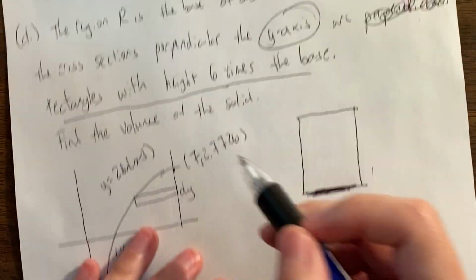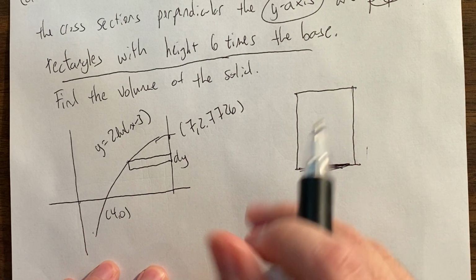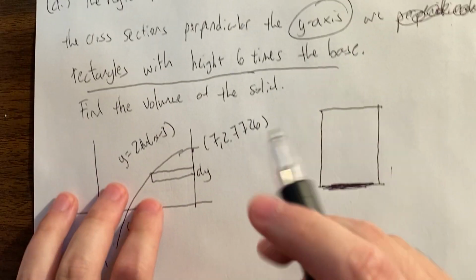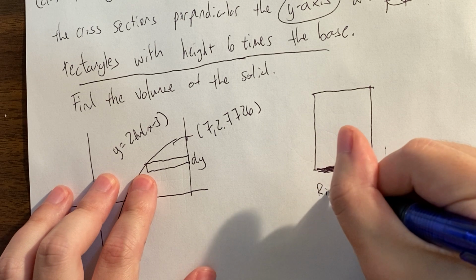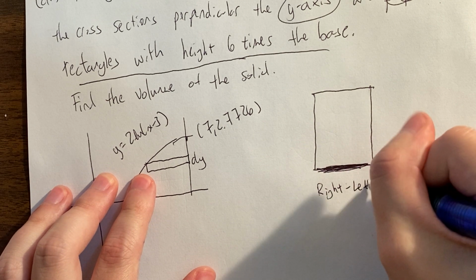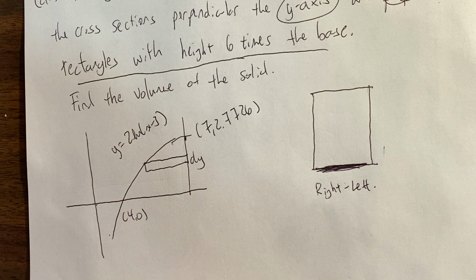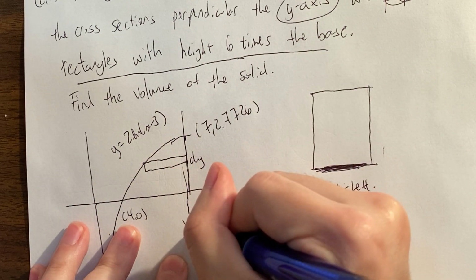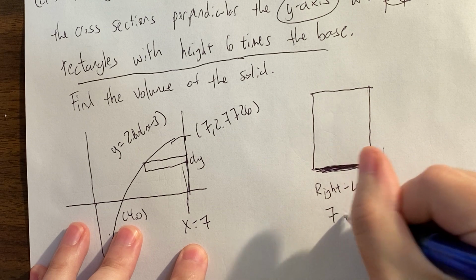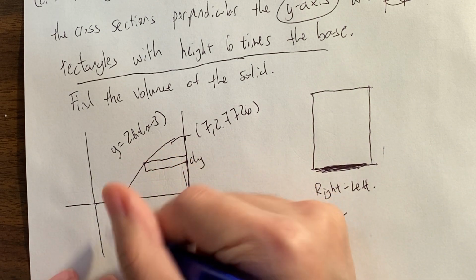But when you have dy's, you're going to do right minus left, similar to this question, because the length is going to be the horizontal distance in our region. So it's going to be right minus left. So let's do right minus left. Well, it looks like the right is going to be 7 because it's the line x is equal to 7.